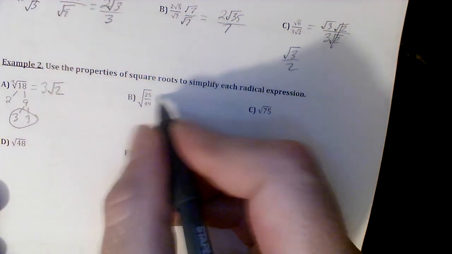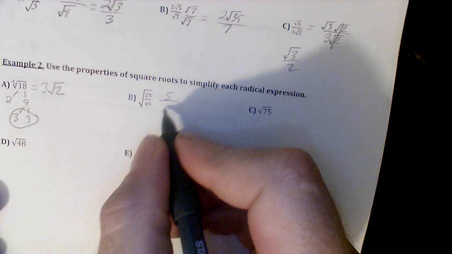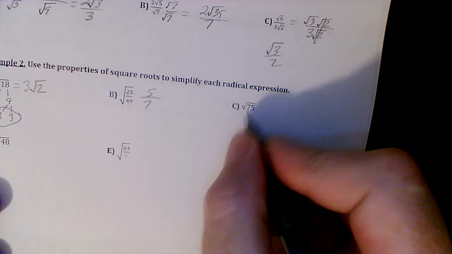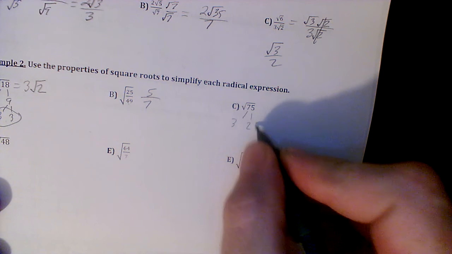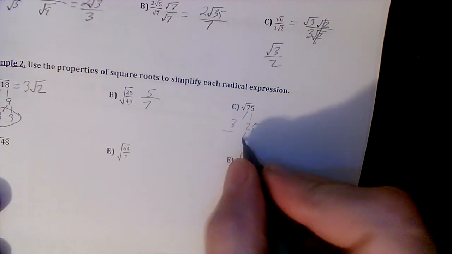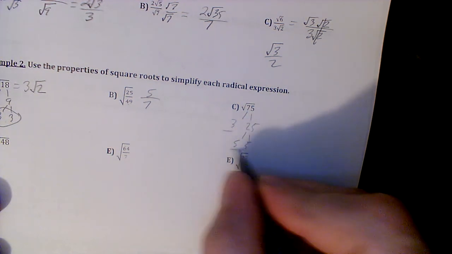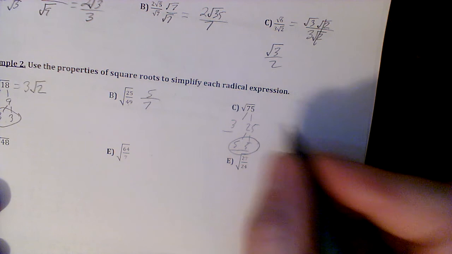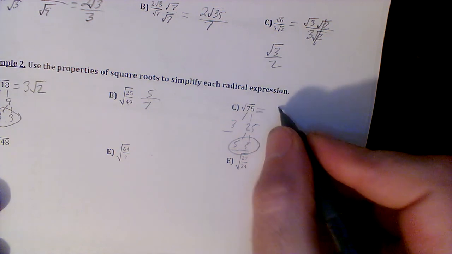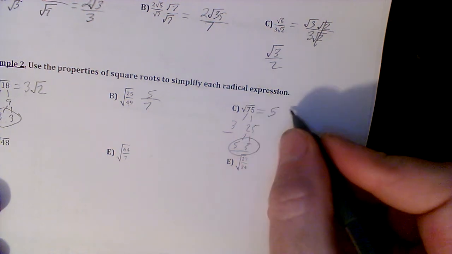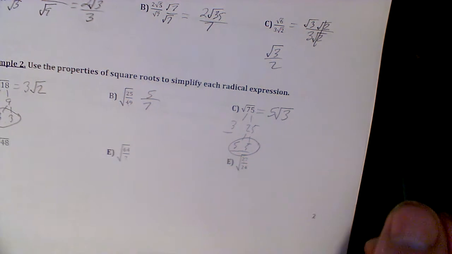B is kind of easy because we know both the square root of 25, which is 5, and the square root of 49, which is 7. Let's do 75 the same way. 75 is 3 times 25. There's one prime factor. And 25 is 5 times 5. And once again, I have a pair. I'm looking for pairs of factors because I'm doing square roots, and I get 5 that comes out of the radical. Square root of 3 stays in.